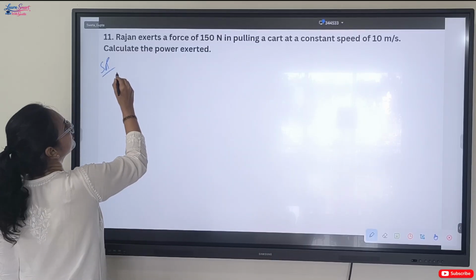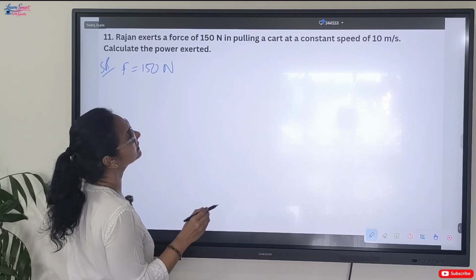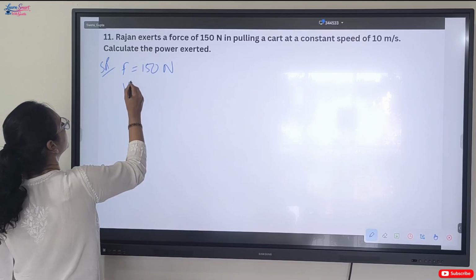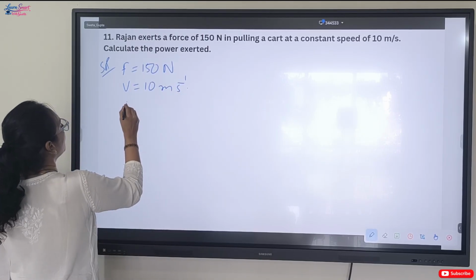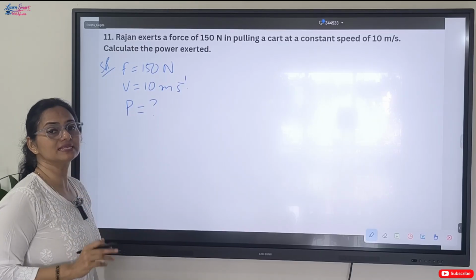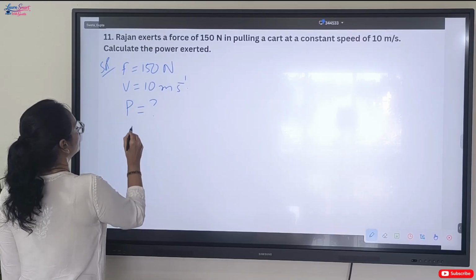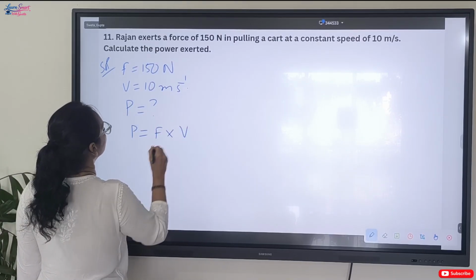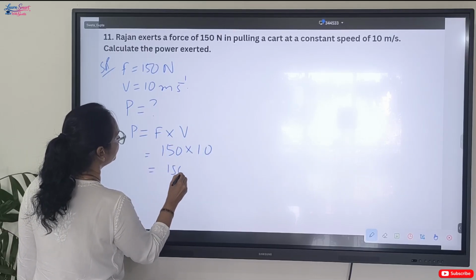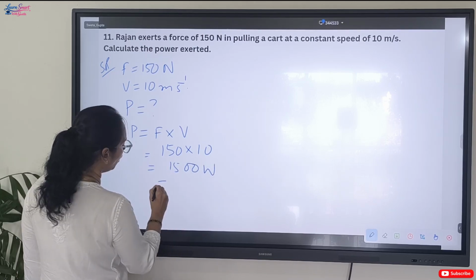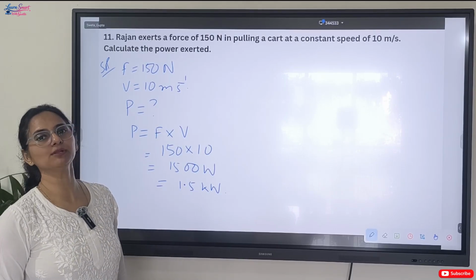Rajan exerts a force of 150 Newton, which means F equals 150 Newton, in pulling a cart at a constant speed of 10 meter per second. So velocity is equal to 10 meters per second, and calculate the power. We will simply use the formula P is equal to F into V and we will get the answer. P is equal to F into V, which is 150 into 10, which is 1500 watt. Or we can write 1.5 kilowatt. And we are done. Simple question.